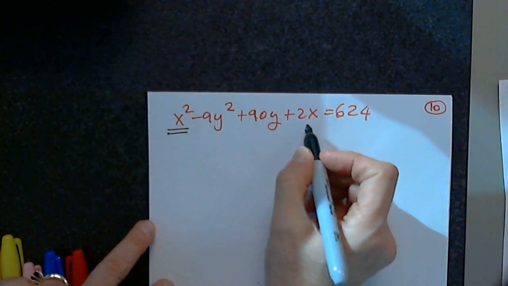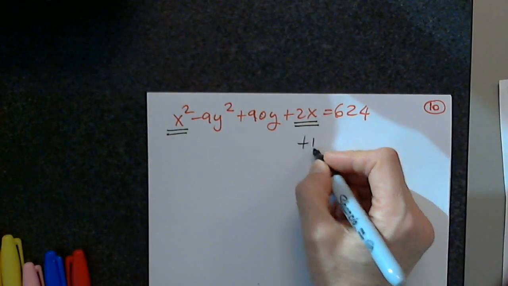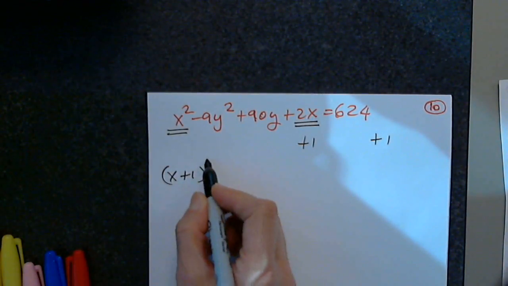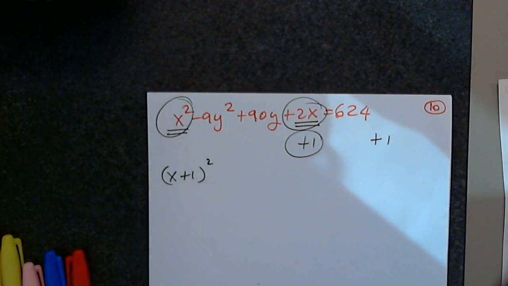I will complete the square for x squared and 2x. What do I need to add to both sides? x squared plus 2x plus 1. That's it. So I have to add 1 to both sides. And then I have x plus 1 squared, right? So this is accounted for. Everything is in there. Now, it's a little bit more difficult with y.